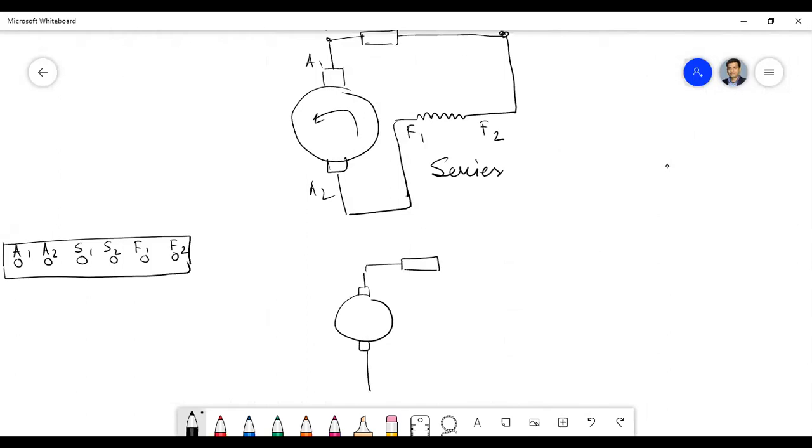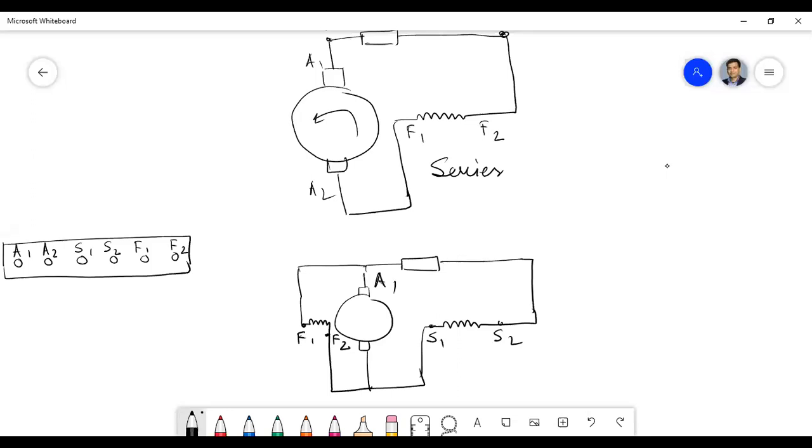So that means if we have both the coils in a machine, both the series and shunt, so this is the shunt coil. So this type of motor is called the compound.